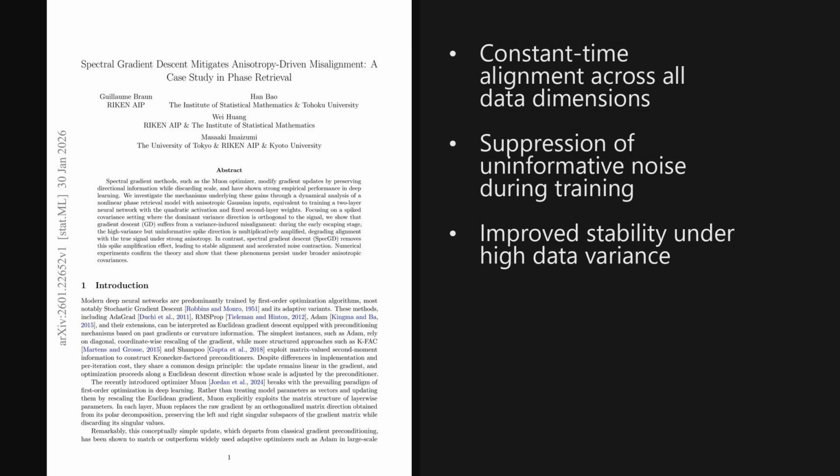Wrapping up, the key takeaway is that by ignoring the scale of the gradient, specifically the singular values, spectral gradient descent prevents loud, uninformative noise from drowning out the signal. This geometric update rule offers a solid theoretical basis for the Muon optimizer's recent success.